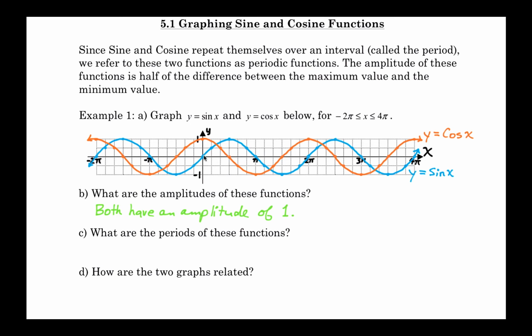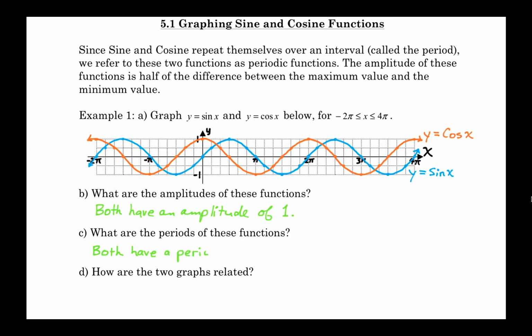The other way to think about it is this is kind of like a wave, which is created by disturbing calm water. Calm water is like at y equals 0. And how much do we go above that? We go up 1. And how much do we go below that? That's negative 1. So it's the magnitude of that, and the amplitude is 1.